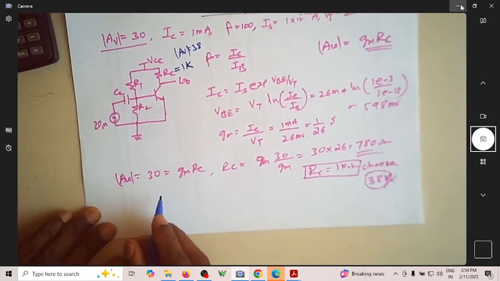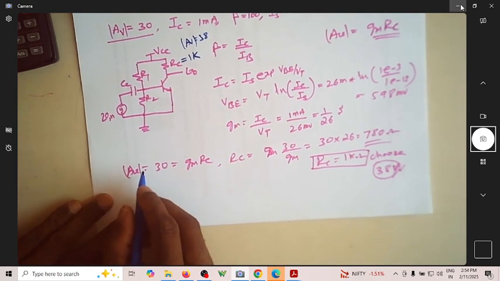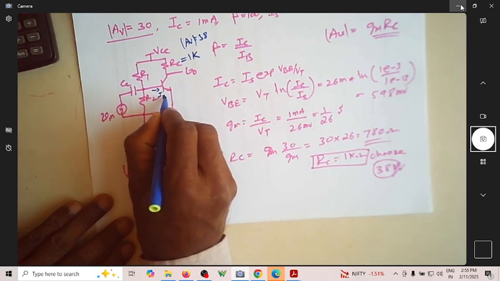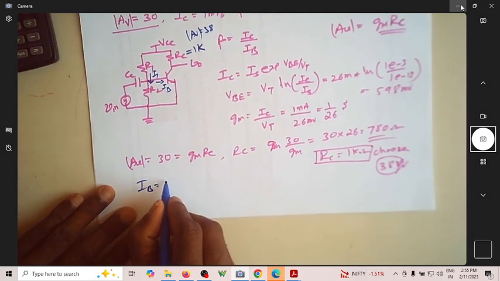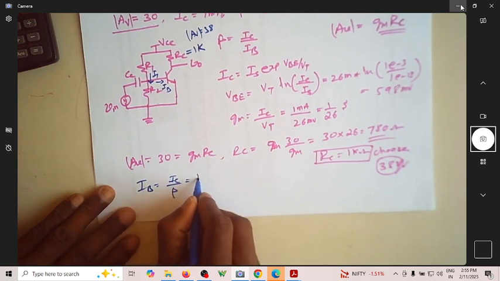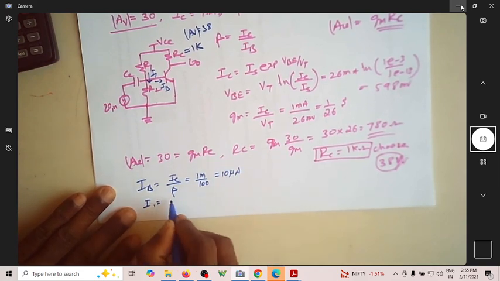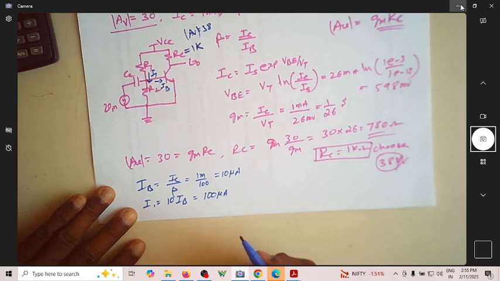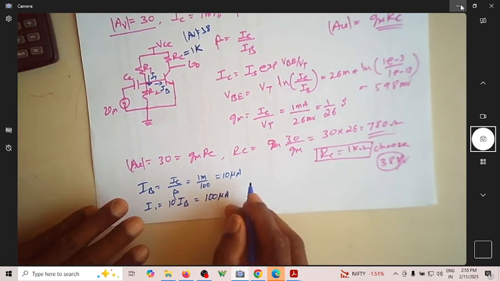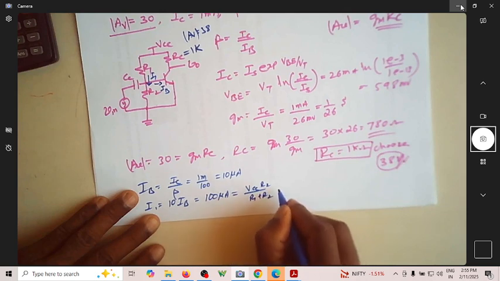So let us find out R1 and R2, as we did in the previous case. This is IB, and this is I1. IB is written as IC by beta, which is 1 milli by 100, which happens to be 10 microampere. Then I1 is equal to 10 times IB, which is 100 microampere.